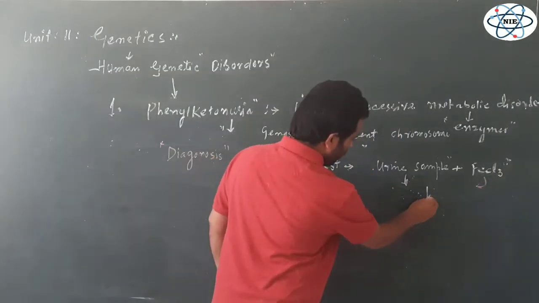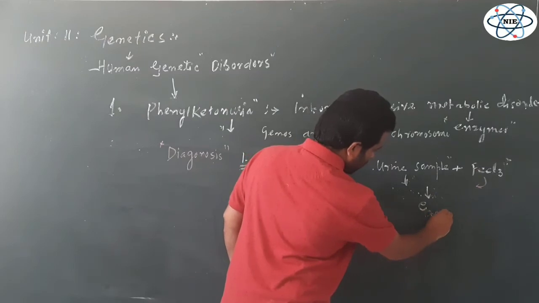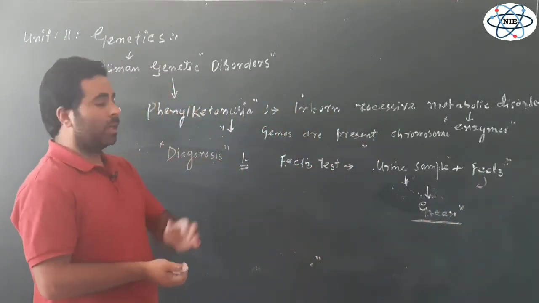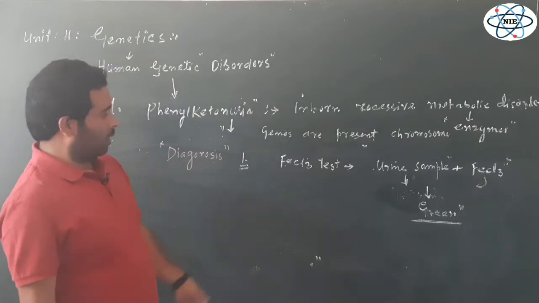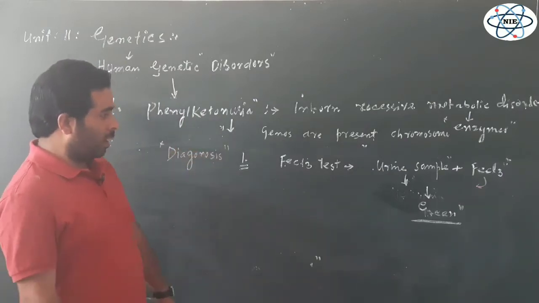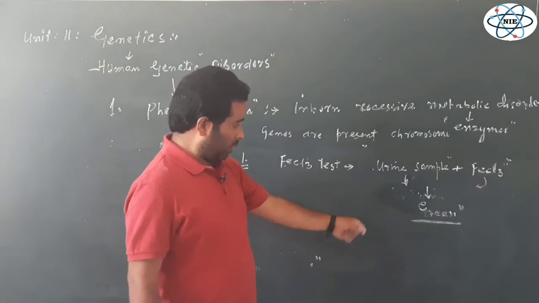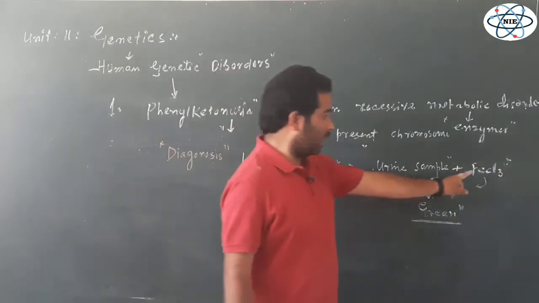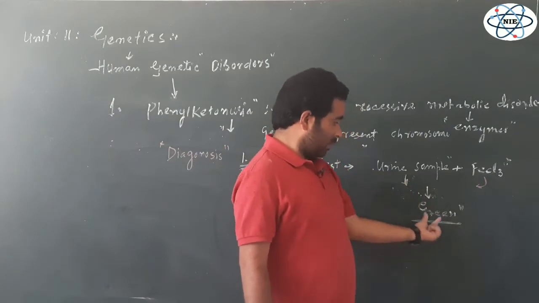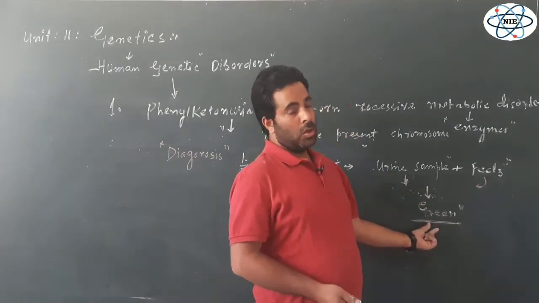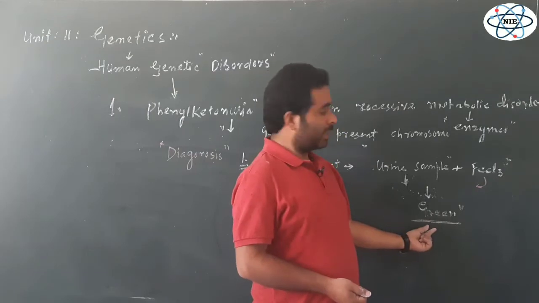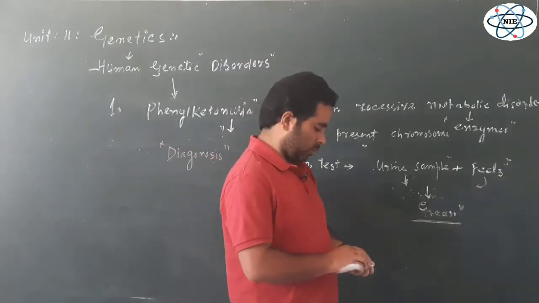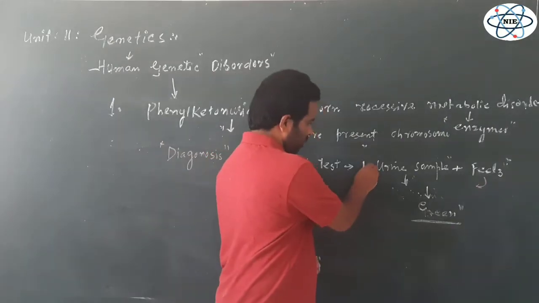the color of the urine becomes green. So when the color of the urine becomes green, we come to know that the individual is having phenylketonuria, because his or her urine contains phenylalanine or phenyl acetate, which reacts with the ferric chloride, and as a result there is appearance of this green color. So appearance of this green color detects the presence of phenylalanine and phenyl acetate in the urine. So this is one of the tests.